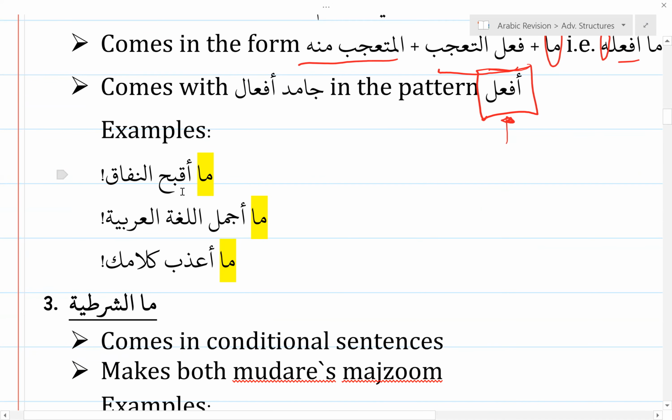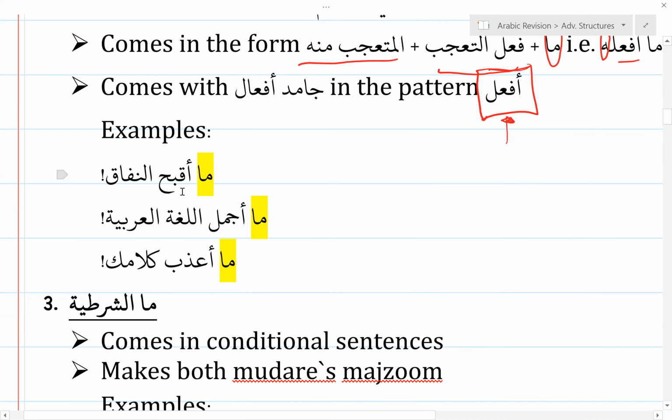Okay. So Sister Ram, this is ma, and akbahu is the fi'l ta'ajjub. Yes. And in nifaq, what is it? Muta'ajjab minhu. The thing that is being amazed at. So in this first example, I'm amazed at how ugly hypocrisy is. This is the thing that is being amazed at.